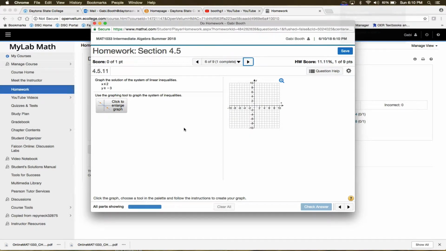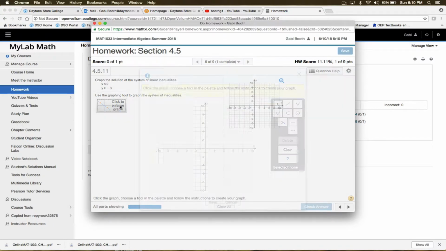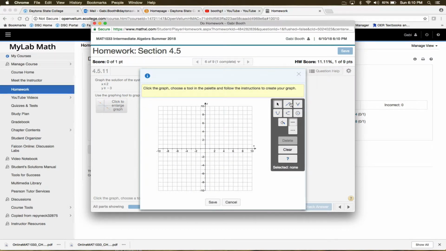Here's one more problem where it says x is less than or equal to 2 and y is greater than or equal to negative 3. Okay, so we want to graph both of these inequalities. Click to enlarge. Again, we need the line tool. For the first one, we need a solid line because it says x is less than or equal to 2.